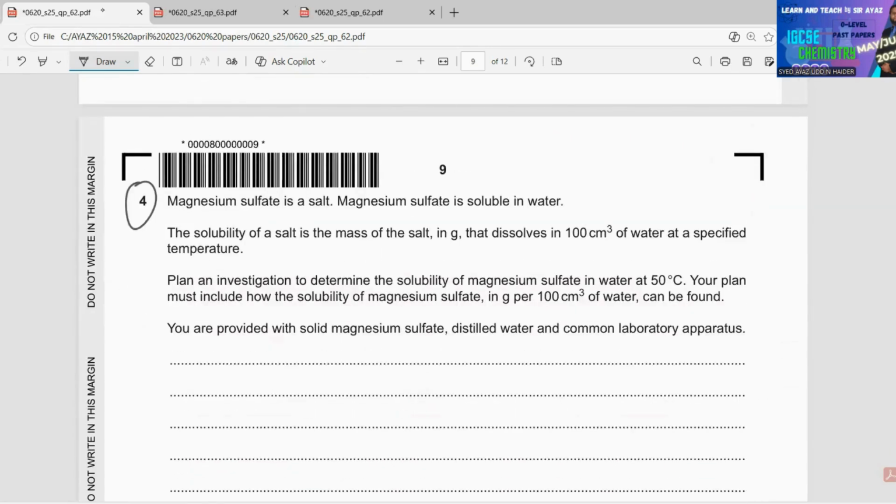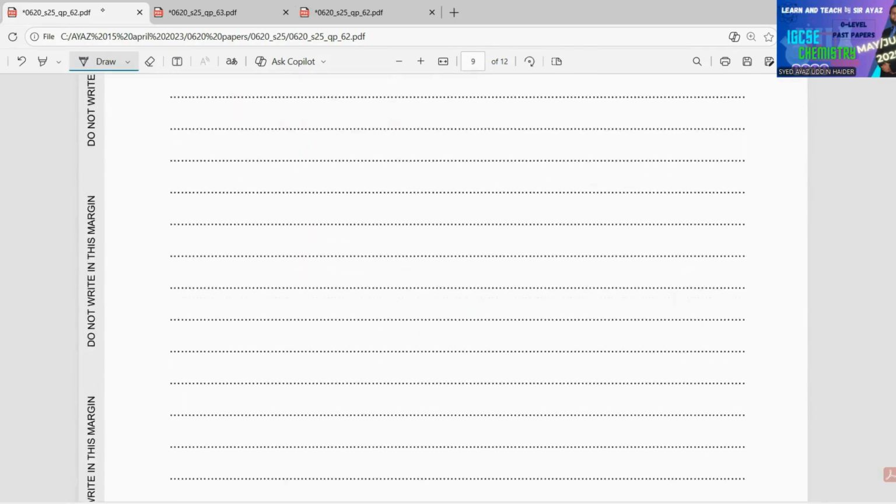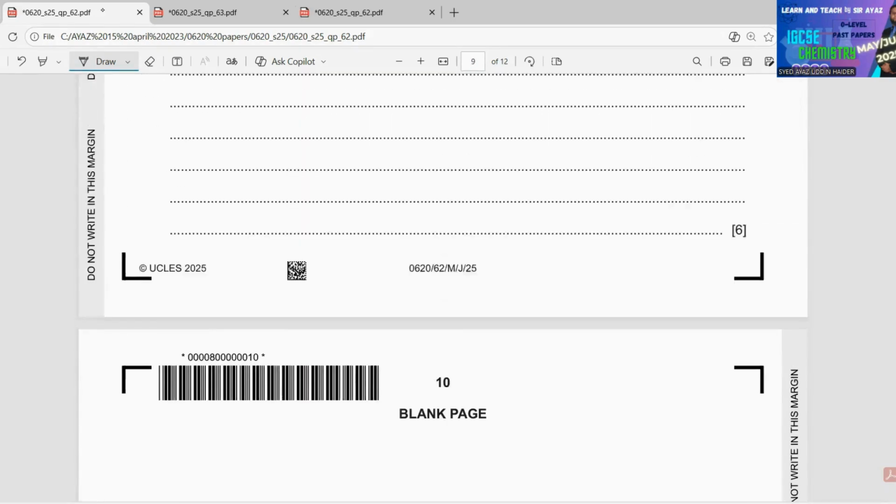Last question. Magnesium sulfate is a salt. Magnesium sulfate is soluble in water. The solubility of a salt is the mass of the salt in grams that dissolves in 100 cm³ of water at a specified temperature. Plan an investigation to determine the solubility of magnesium sulfate in water at 50 degrees centigrade. Your plan must include how the solubility of magnesium sulfate in grams per 100 cm³ of water can be found. You are provided with solid magnesium sulfate, distilled water, and common laboratory apparatus. The total mark for this question is 6.